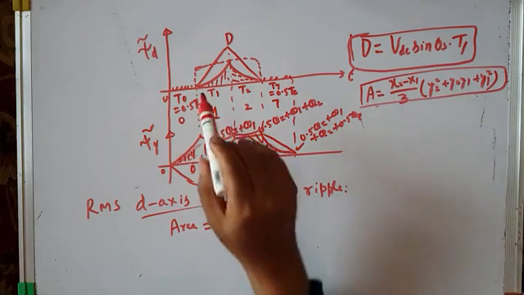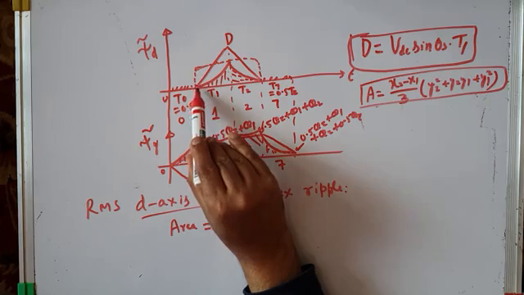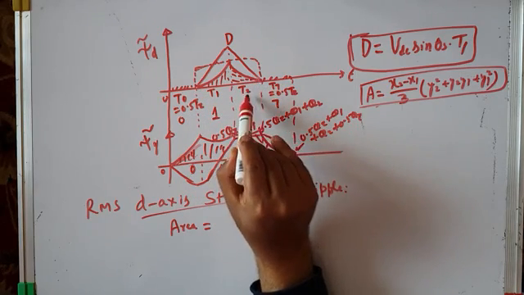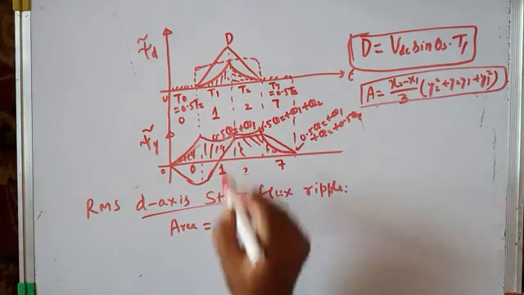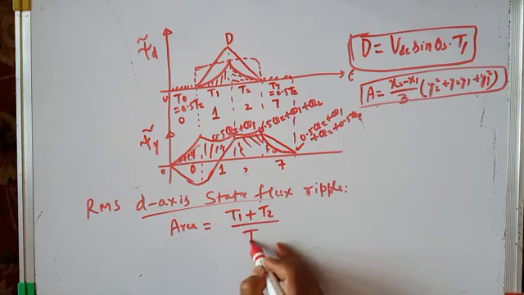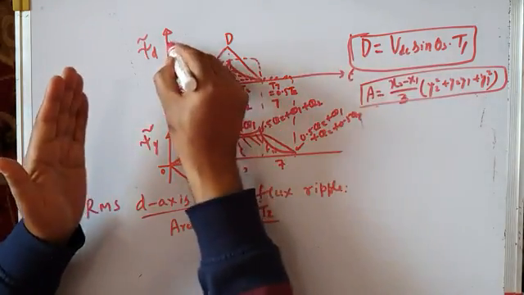x2 minus x1 means total time. See, what is your total time? Active vector 1 is applied for time interval t1. Active vector 2 is applied for time interval t2. So x2 minus x1 is basically this total time interval. So this is (t1 plus t2) by Ts. This has to be divided by Ts because this total time period is Ts.